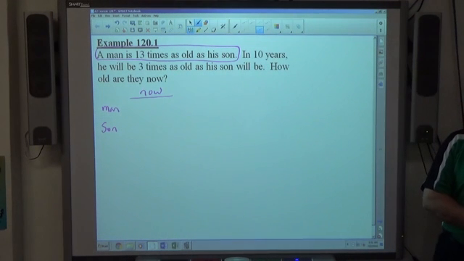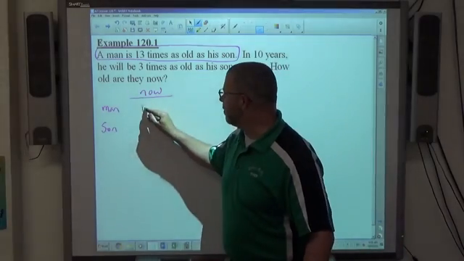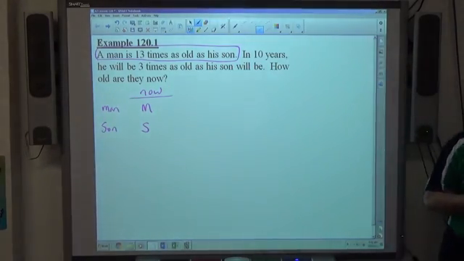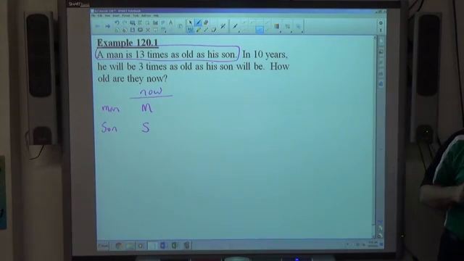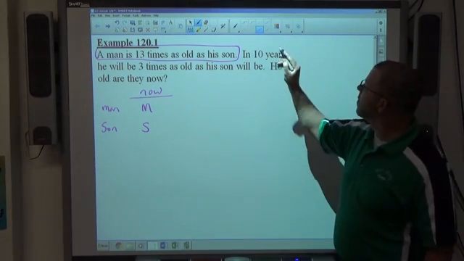Always set their ages up now as what the variables are. So I'm going to say the man's age is M right now, the son's age is S right now. I don't know how old either person is, but I'm using variables to represent their ages. So for right now, if I ask how old is the man, the correct answer is M. How old is the son, the correct answer is S. Our job is to find the values of M and S.